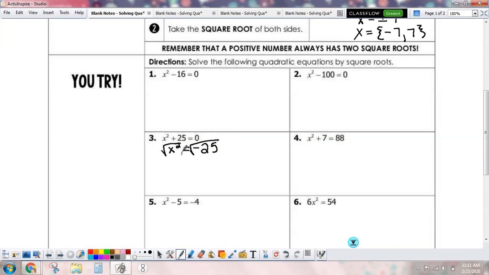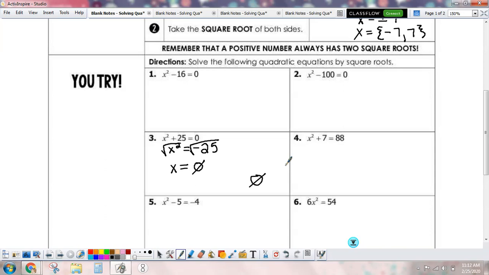Now, remember, I cannot do the square root of a negative number. Since I cannot find the square root of a negative number, I'm going to have no solutions, and my answer would just be no solutions. So it's either no solutions with a little circle like that, or you just write the words no solution.